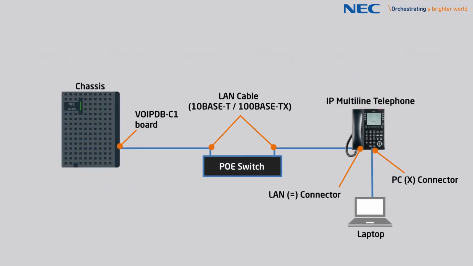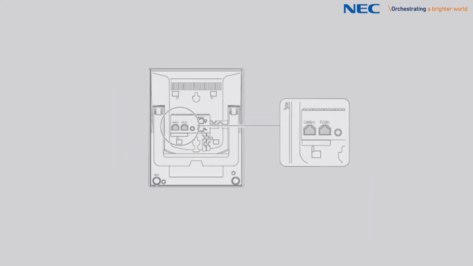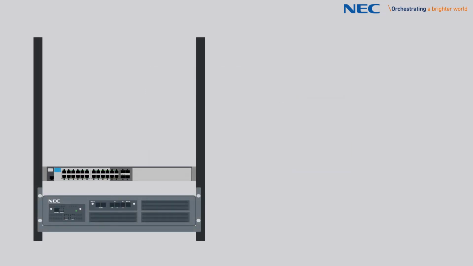IP terminals are connected via a PoE switch. Connect the LAN network cable to the LAN socket of the IP terminal. The terminals have dual Ethernet sockets. Connect the customer's PC to the PC socket. You will need to know the LAN settings to configure the SL2100 to join the customer's network or voice LAN.